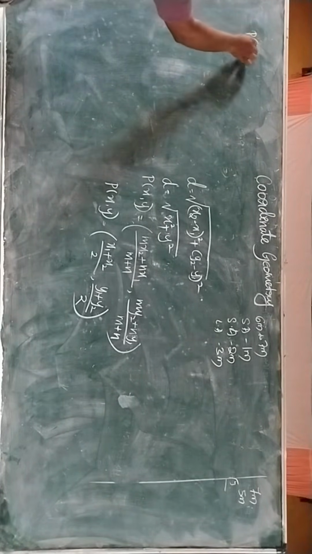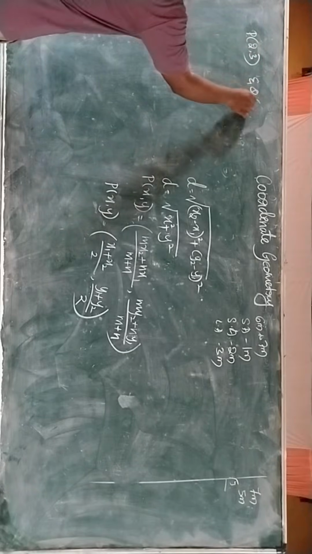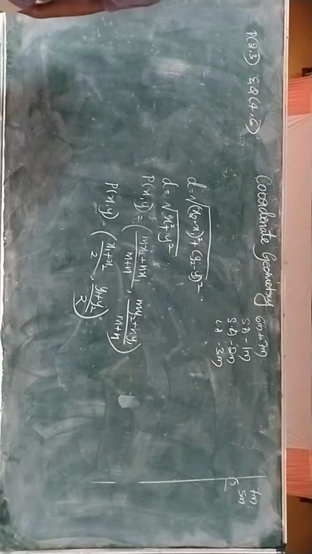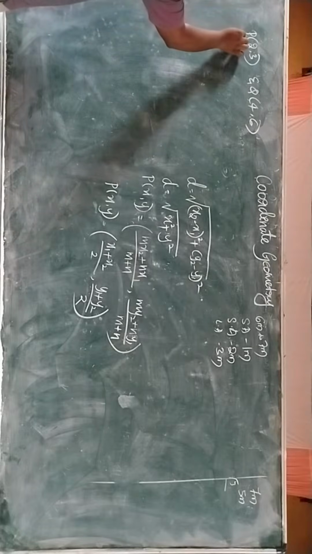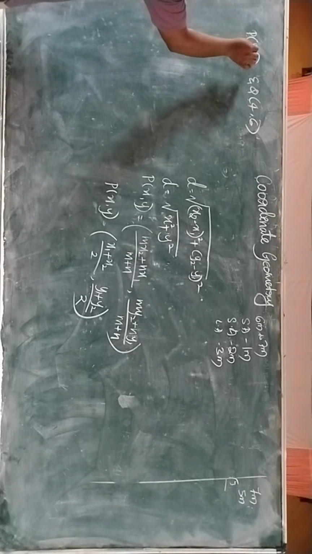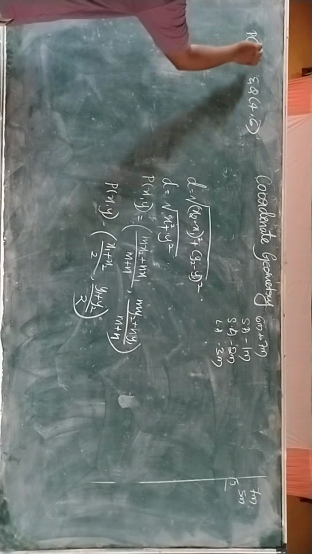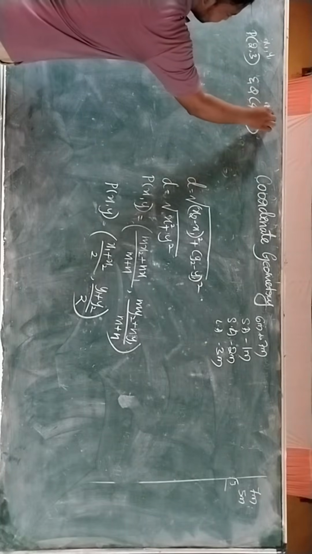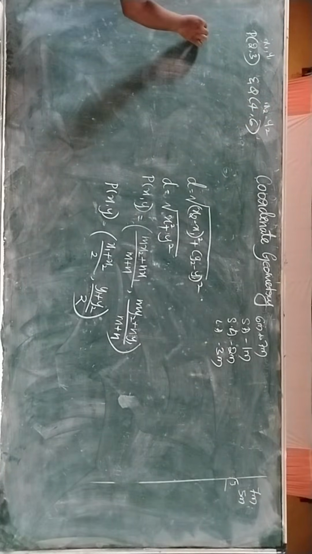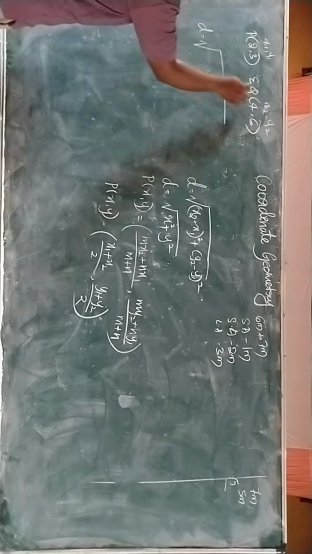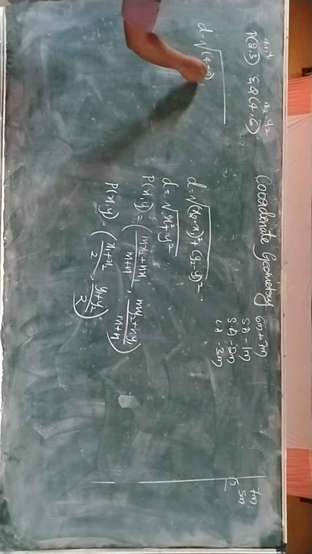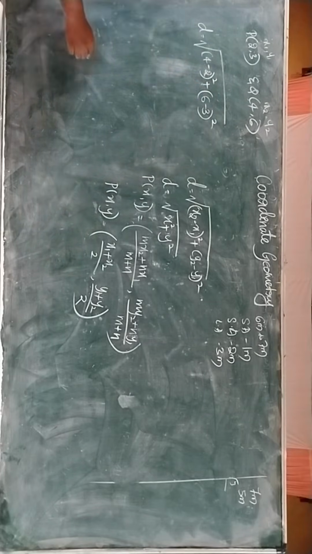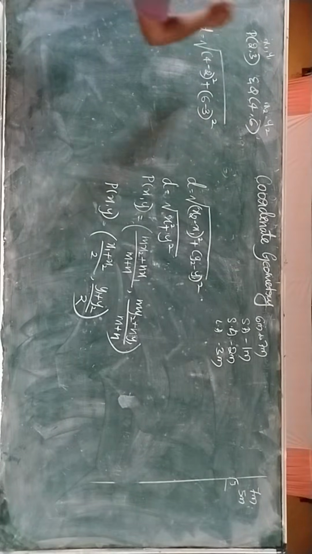P of 2 comma 3 and Q of 4 comma 6. Find the distance between point P and Q. Very simple. P coordinates are x1, y1, and Q coordinates are x2, y2. So now d is equal to under root (x2 which is 4 minus 2) whole square plus (y2 which is 6 minus 3) whole square. That is x2 minus x1, y2 minus y1.